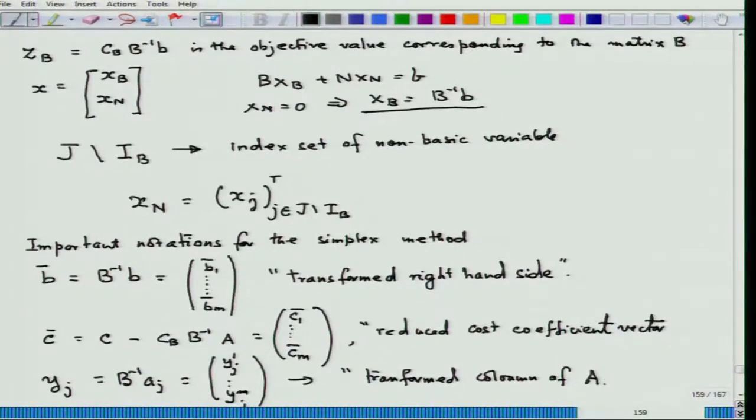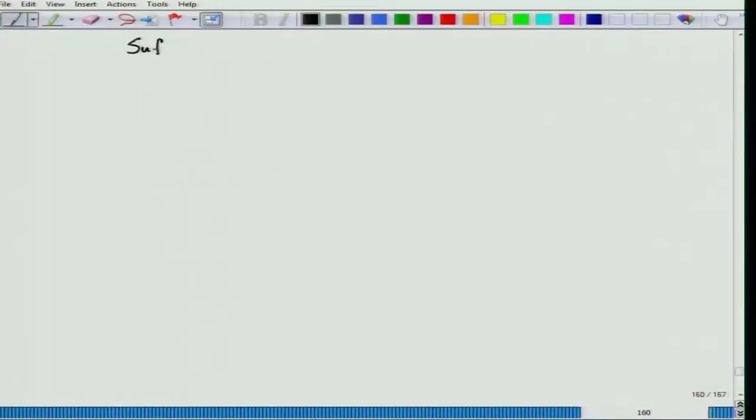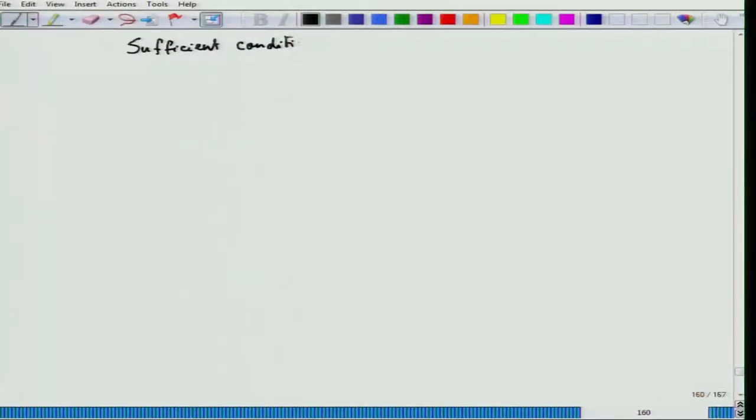Now, let us figure out a condition for optimality. So, now we will try to prove that under a certain given condition, we will get an optimal solution. We will guarantee that an optimal BFS has been reached. So, sufficient condition for optimality.